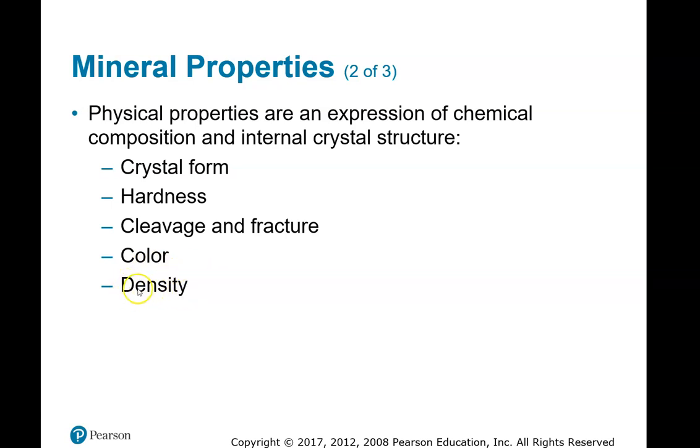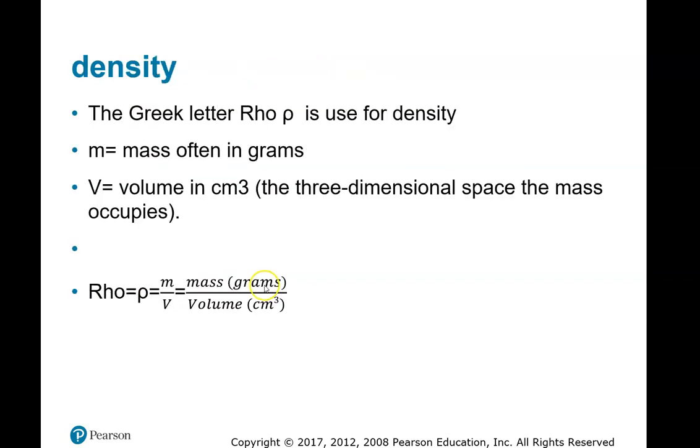Again, there's a lab. If you haven't done it already, you're going to do the lab on mineral identification, and then density. Density is very important, so let's look at that for a minute. Density is given the symbol rho in general in the sciences, not just earth science, in physics and chemistry and astronomy. This is the formula right here. Rho is m divided by v, where m is the mass.